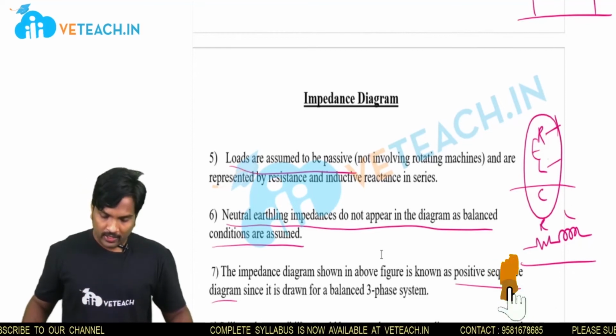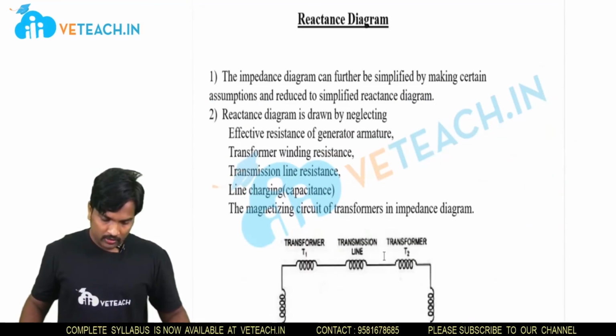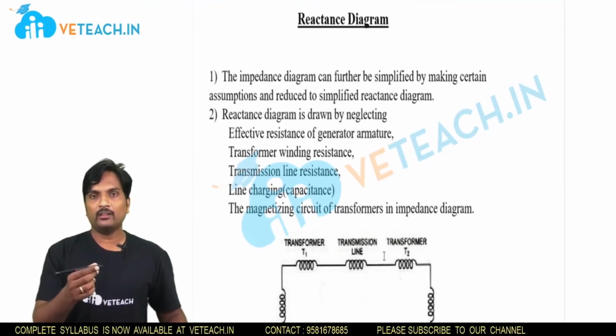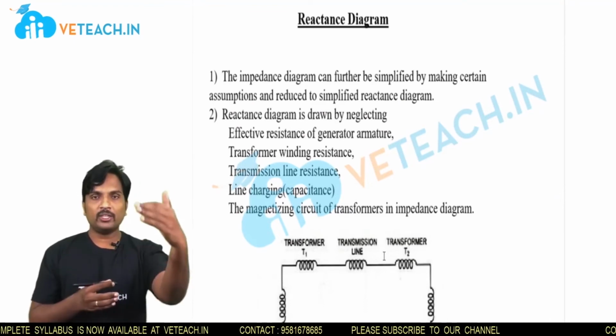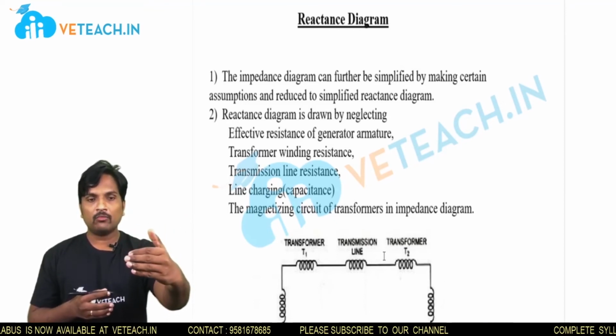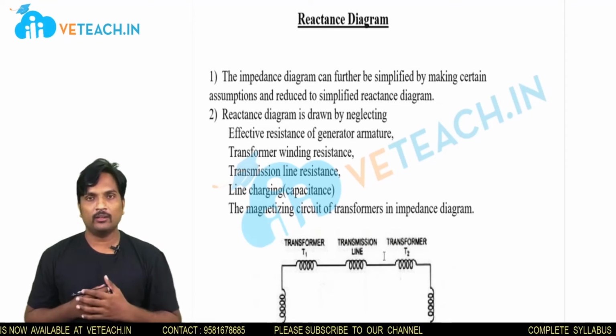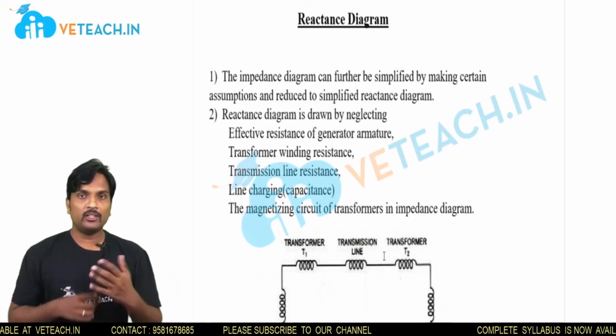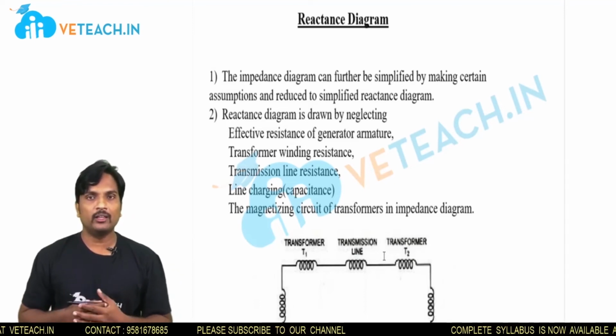Okay, next we will see the reactance diagram. The reactance diagram is obtained from the impedance diagram only. From the single line diagram we have drawn the impedance diagram, and from the impedance diagram we have drawn the reactance diagram. These three are interlinked. Okay, we will see what is a reactance diagram and how we draw the reactance diagram.